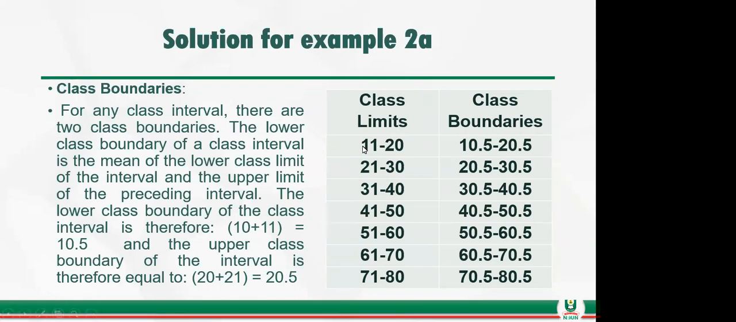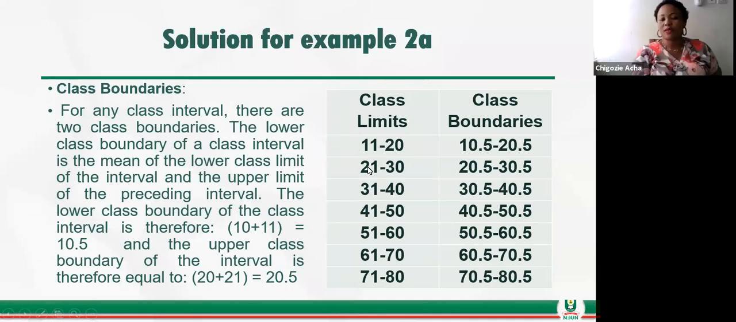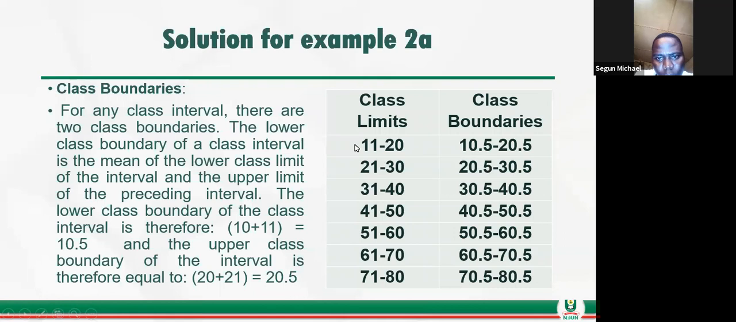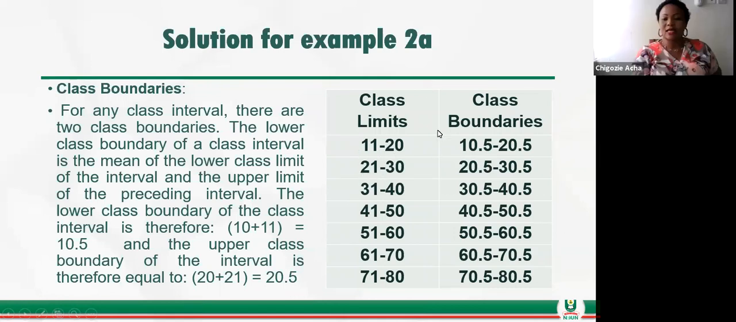You have 10 plus 11 to give you 10.5. Subsequently, you have 20 plus 21, giving you 20.5. You continue like that as you calculate the table. It will be clearer when you go through this video again, which I will upload for you after the class.